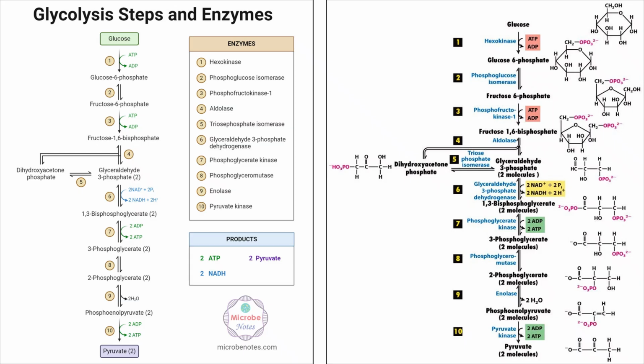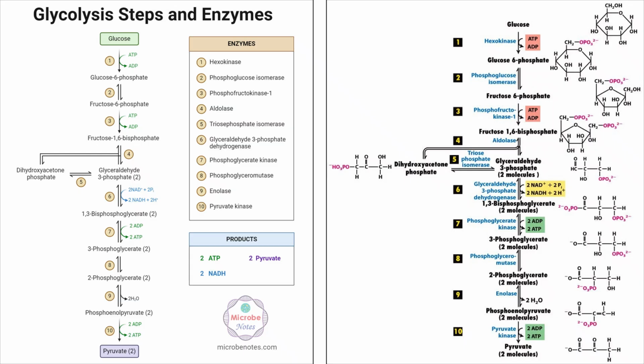The pyruvate formed at the end of glycolysis does not mean that energy metabolism ends here. Depending on the availability of oxygen and the cellular conditions, pyruvate can either enter further aerobic metabolism through conversion to acetyl-CoA and the TCA cycle, or undergo fermentation under anaerobic conditions. Thus, glycolysis acts as an important link between glucose breakdown and the subsequent pathways of cellular energy metabolism.